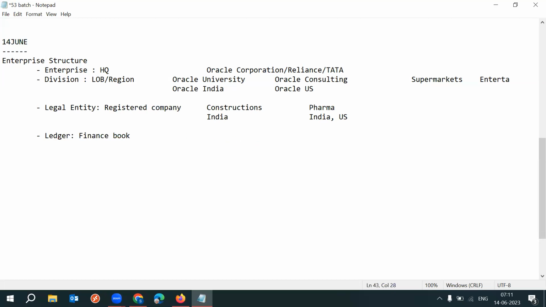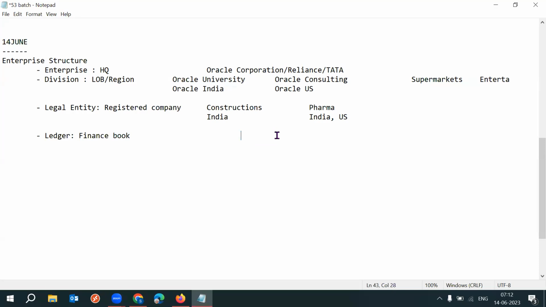Can I have just only one book? No, right? I should not. Because if I have one book, how can I identify which company is doing good and which company is doing bad? How can I identify the balance sheet of the company or the profit and loss of the company? So we need to have separate books.